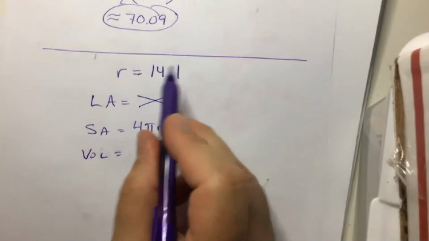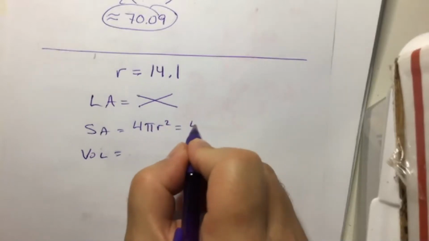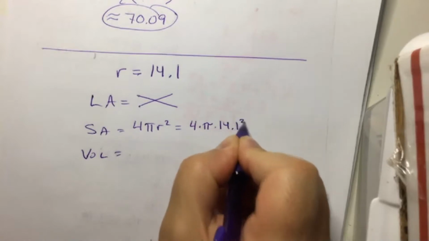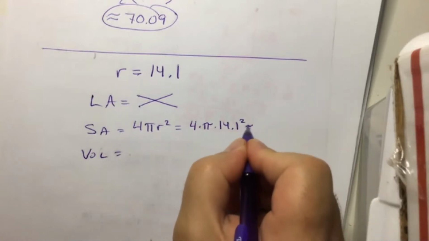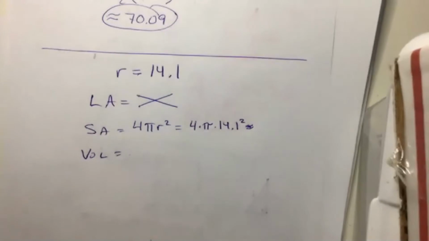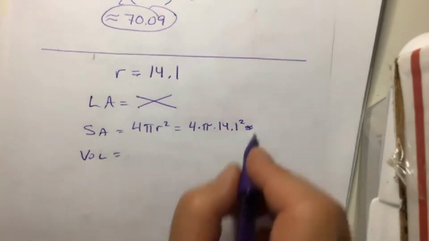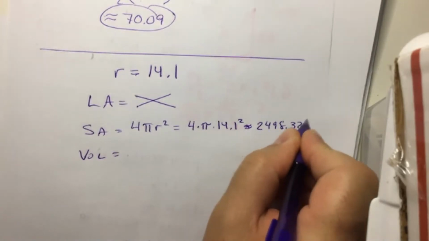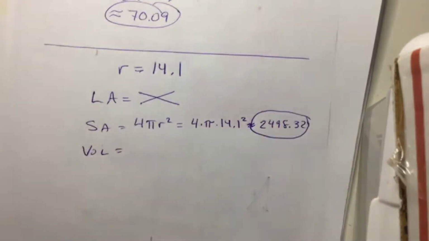So in this case, our r is 14.1. So 4 times pi times 14.1 squared. And then I'm just using my calculator for that. You should get about 2498.32. Tell me when you've got that answer, please.